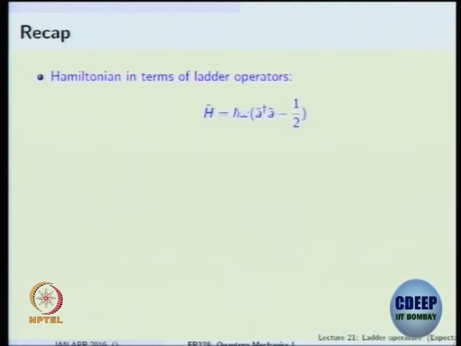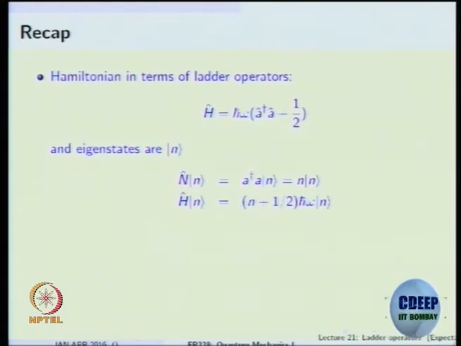So let's just recap what we did in the last lecture. The Hamiltonian in terms of ladder operators is a dagger a plus half, multiplied by h cross omega, dimensionally correct. A dagger a is the number operator, which is dimensionless, and its eigenstates are denoted by the ket n. The number operator on the ket n, nothing but a dagger a, has eigenvalue n, and n's are integers. This we argued last time. The corresponding energy of the same state, since it is a simultaneous eigenstate of number operator and Hamiltonian, is n plus half h cross omega.